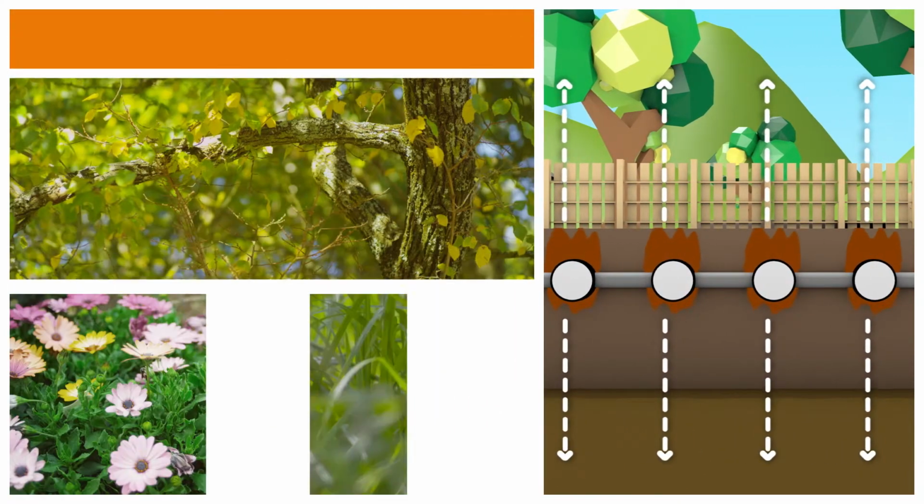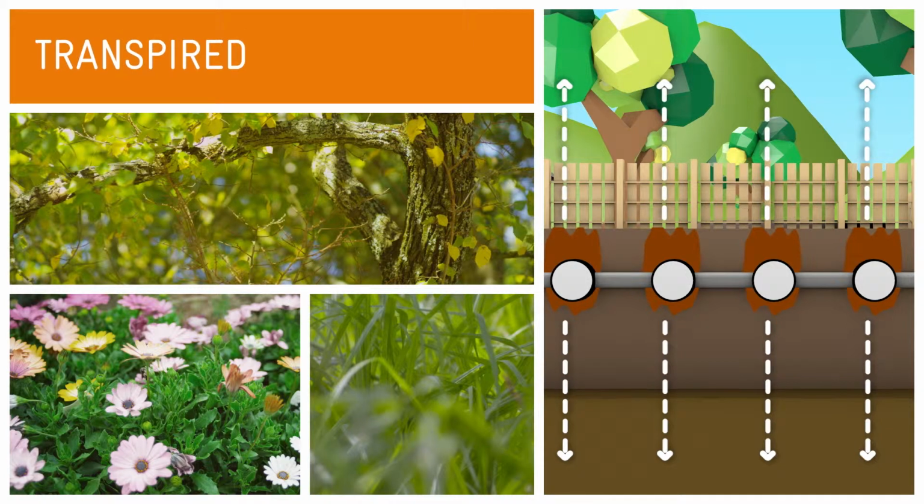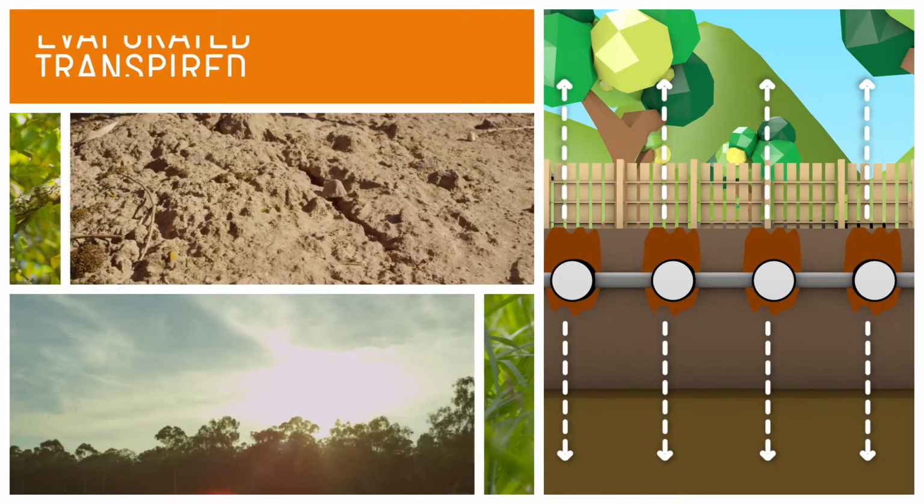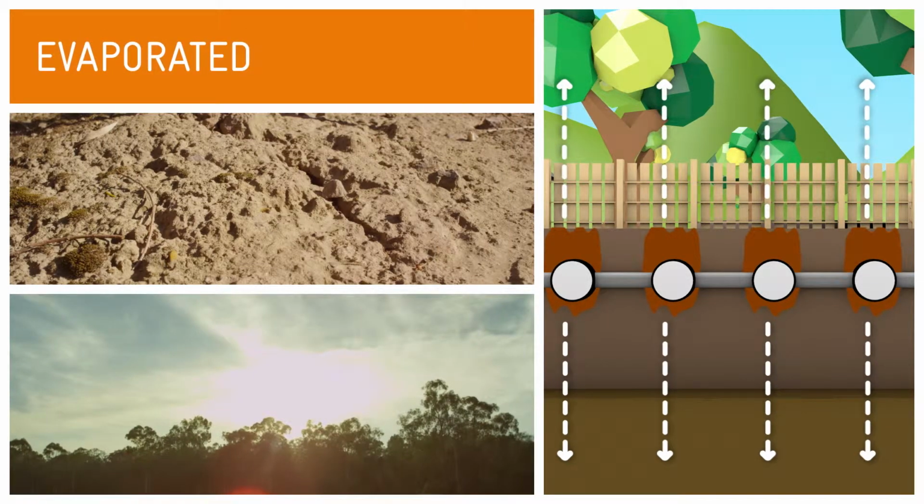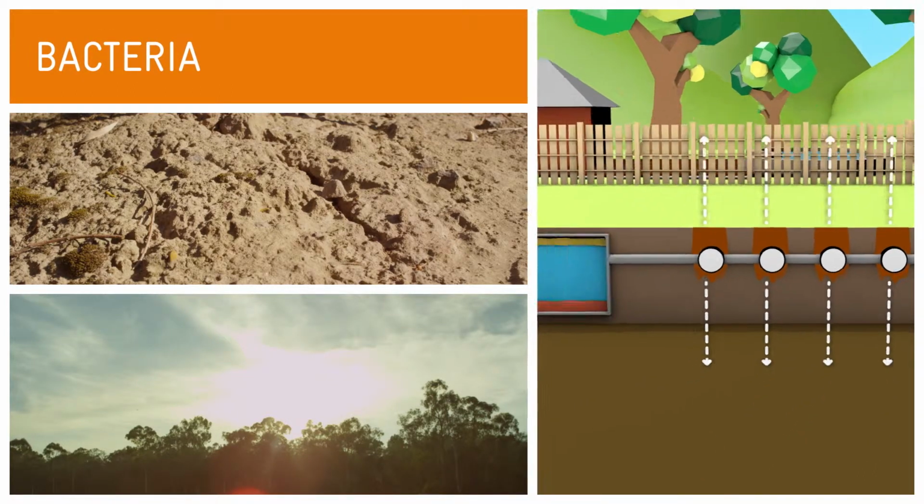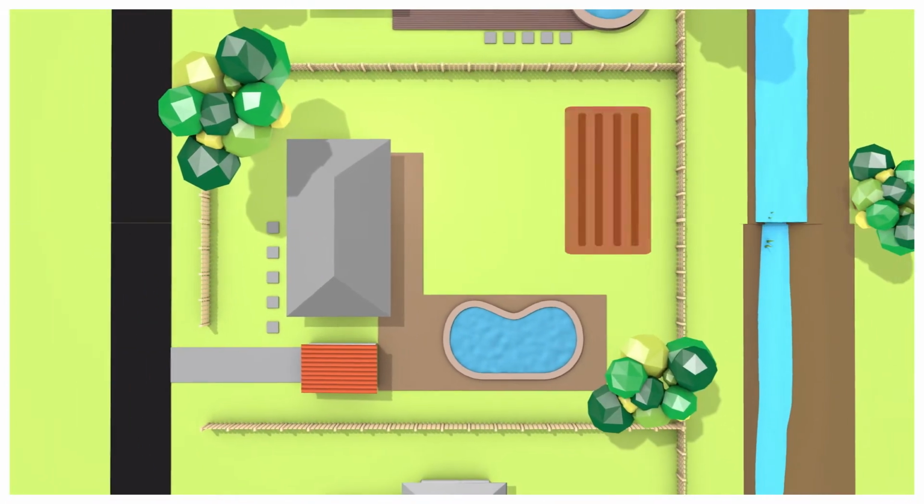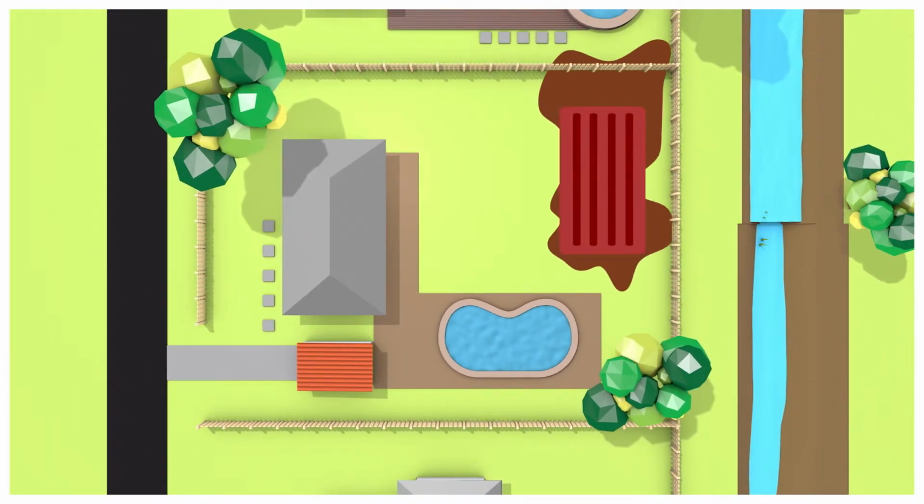The treated wastewater, called effluent, will then either be taken up by plants and transpired, be evaporated out of the soil, or undergo further treatment by naturally occurring bacteria as it percolates through the soil. If wastewater is leaving your property, it is because the volume of wastewater generated by your household is more than can be contained within the soil of your dispersal field.